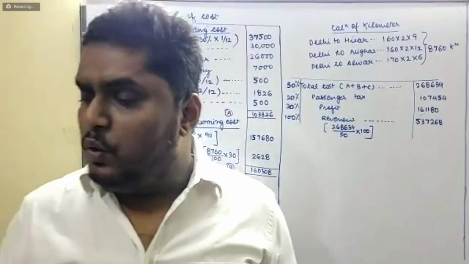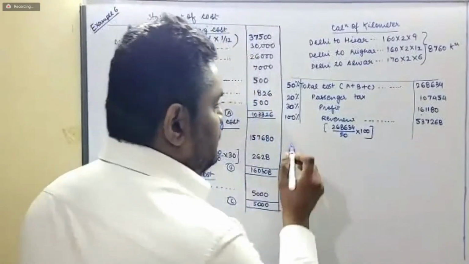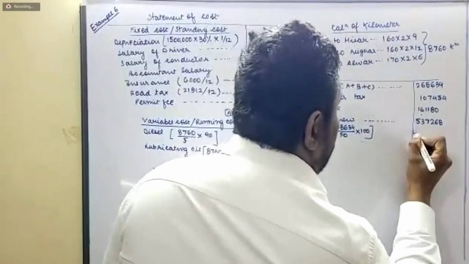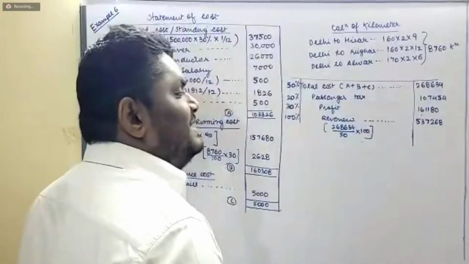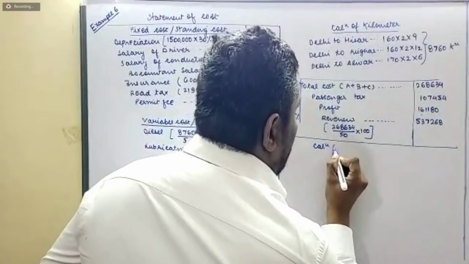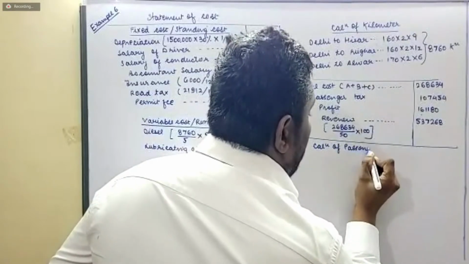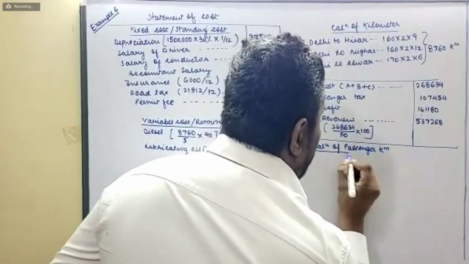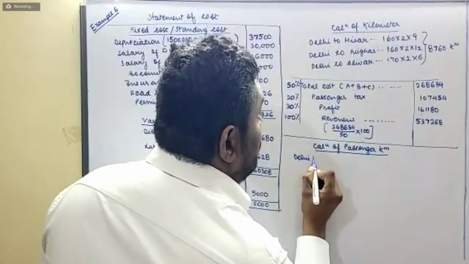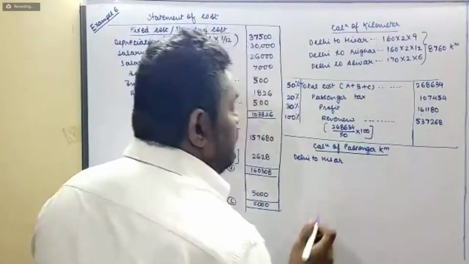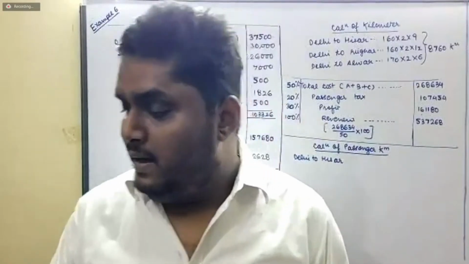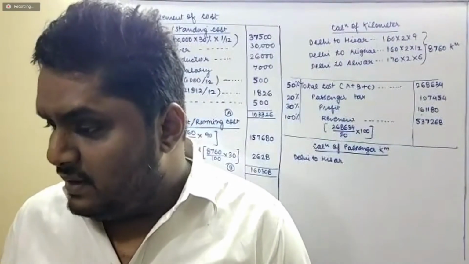Now, we have to calculate the fare per passenger. So this is my revenue. Now we have to calculate the passenger kilometer. Now, Delhi to Hisar: 160 kilometers one way, and the seating capacity of the bus is given, that is 50 passengers.